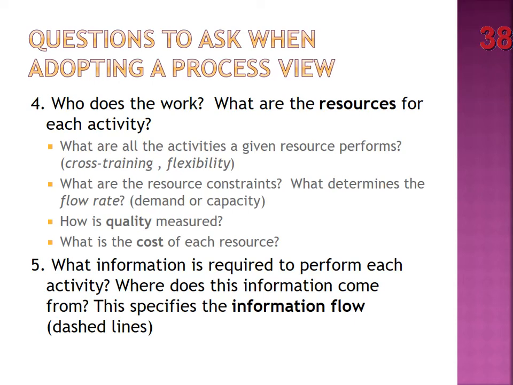And so what are the activities that a given resource performs? Okay, does cross-training or flexibility help? What are the resource constraints? Okay, what determines the flow rate, the demand, or the capacity? Okay, how is quality measured? And what is the cost of each resource, right? So those are all things that you want to be considering when you're thinking about your process. What information is required to perform each activity? So again, a lot of times we have a physical flow and we have an informational flow, okay? So you need to make sure that you know how that comes together, okay?